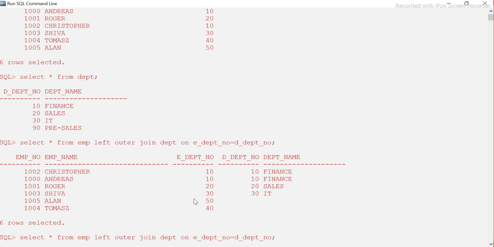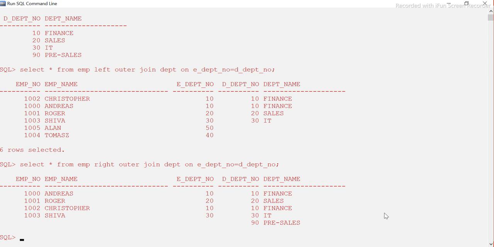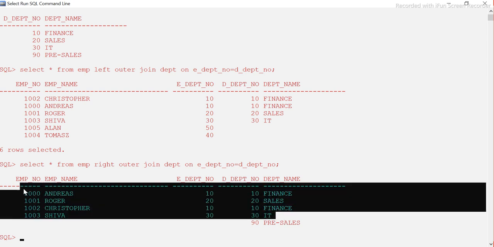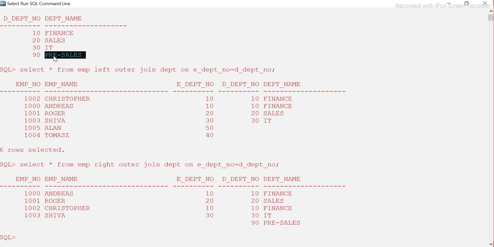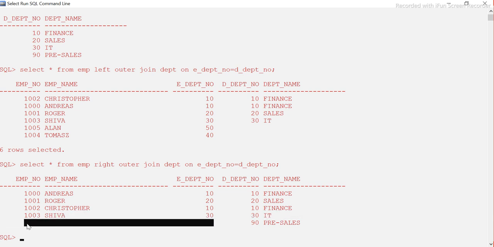Okay, let's run it with right. You see, guys, we got the four matched records from both the tables. Those are always there as part of the equijoin. And when I say right outer join, in the right table I have got only one single record which is not matching, which is 90 pre-sales. The corresponding columns from the left table will be null, null, null, which means they are null basically. So we are getting a total of 5 records.